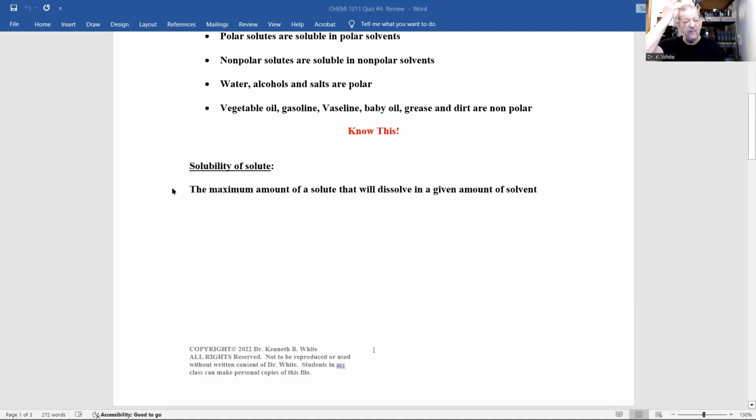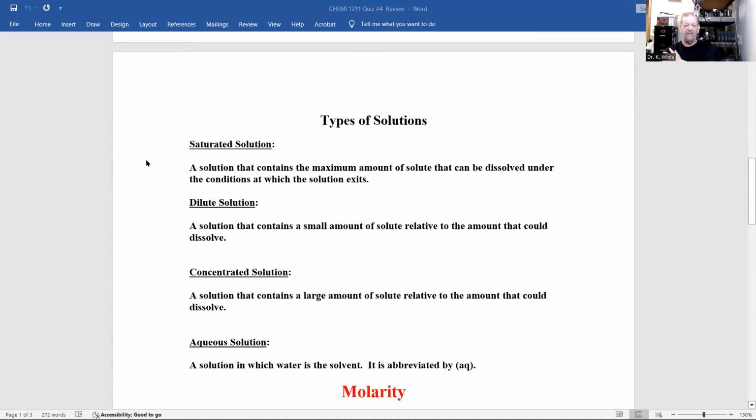Now, there are certain terms you should know. One is the solubility of a solute. That's the maximum amount of solute that will dissolve in a given amount of solvent. So when you've reached that maximum amount, you can't put one more molecule in there, or even a thousandth of a gram, because otherwise it will precipitate out. The solid falls to the bottom and won't dissolve.